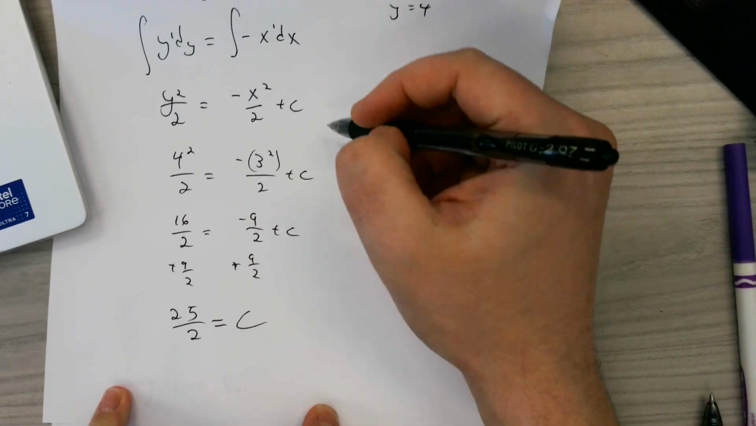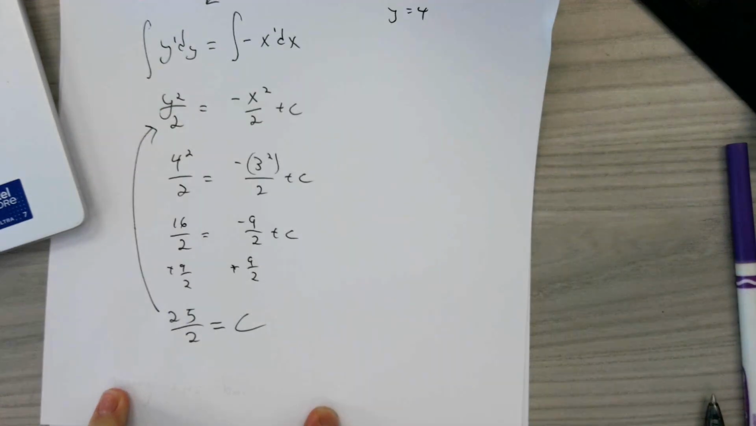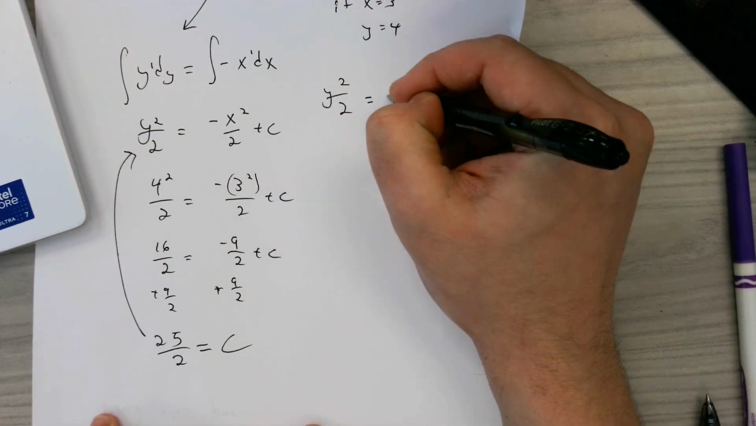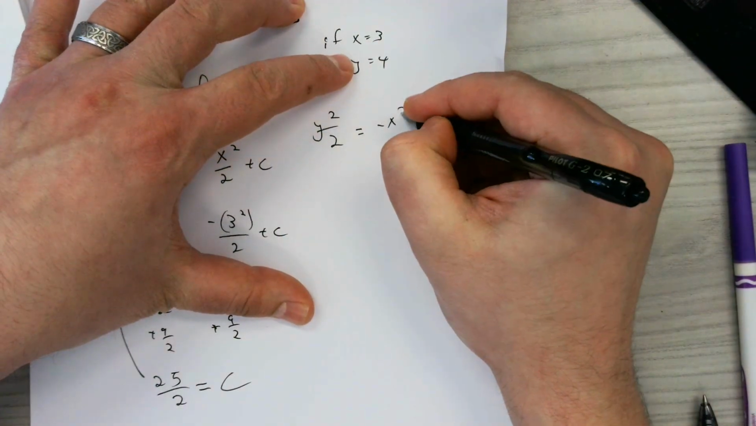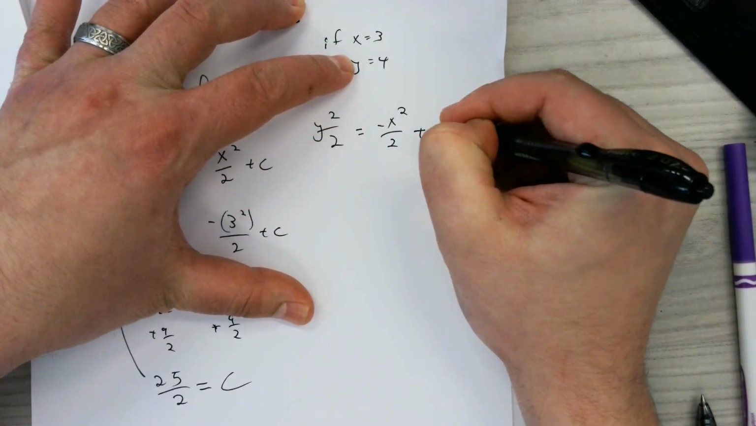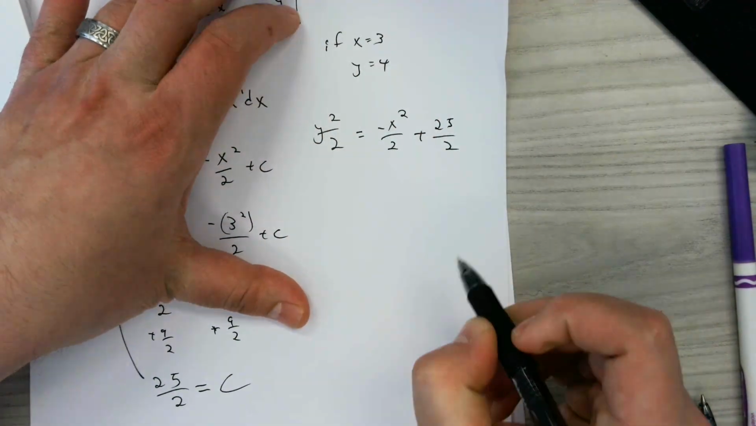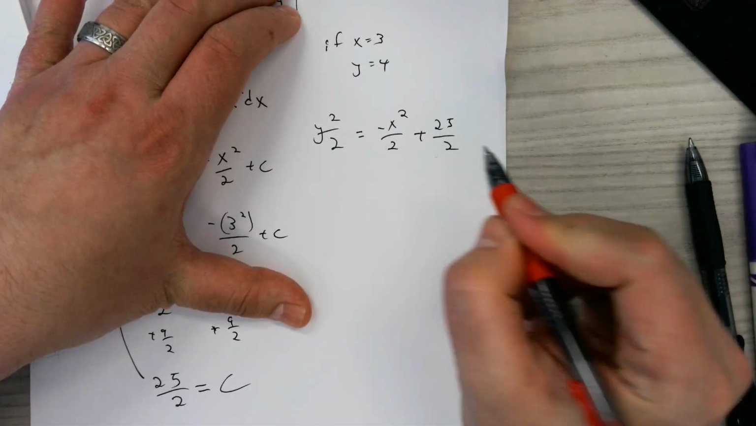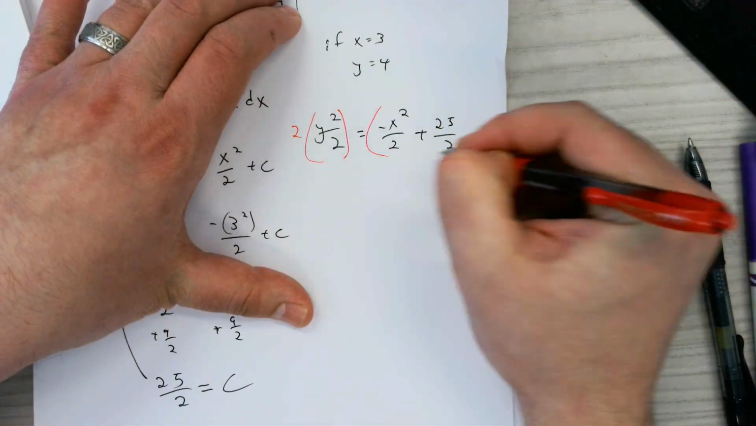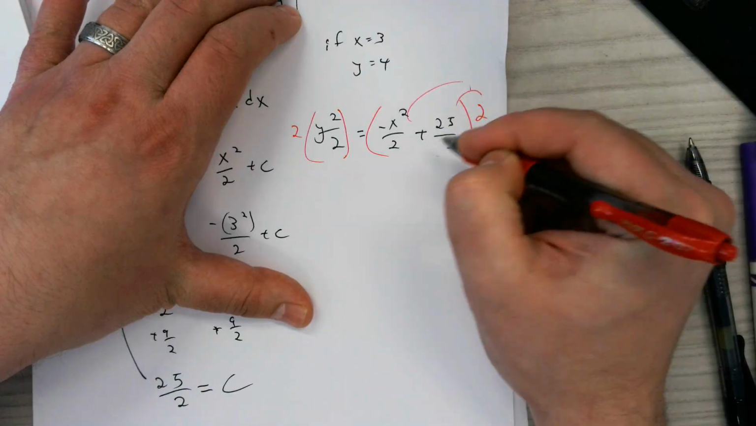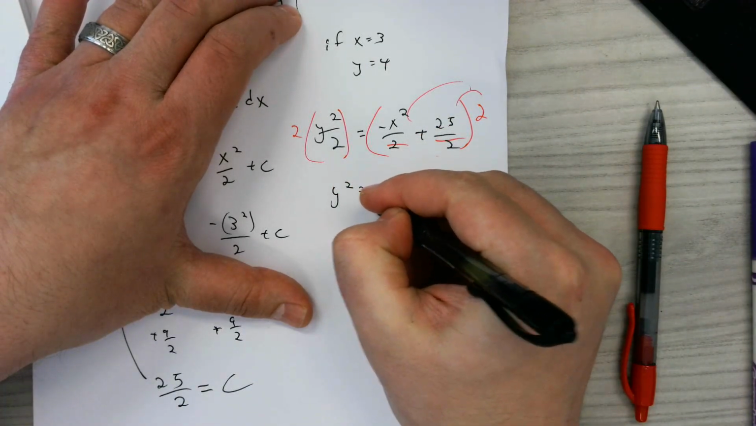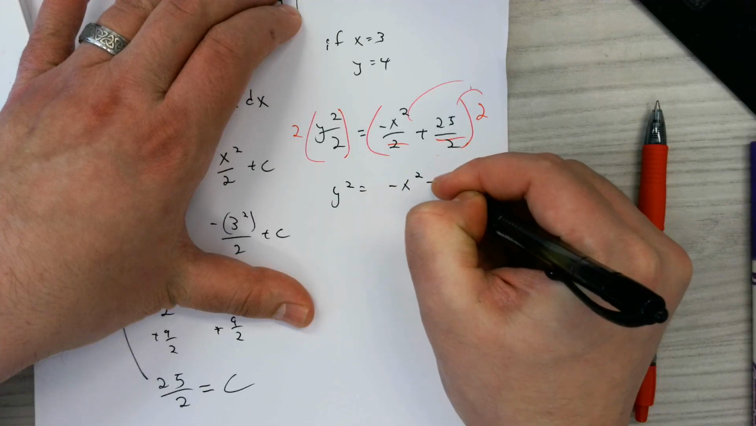I'm going to plug this now back into my original equation, and then I'm going to solve for y. Y squared over 2 equals negative x squared over 2 plus 25 over 2. And now I'm just back in the same spot. This c is now set in stone. I'm going to multiply each side by 2. This distributes and cancels out. Y squared equals negative x squared plus 25.